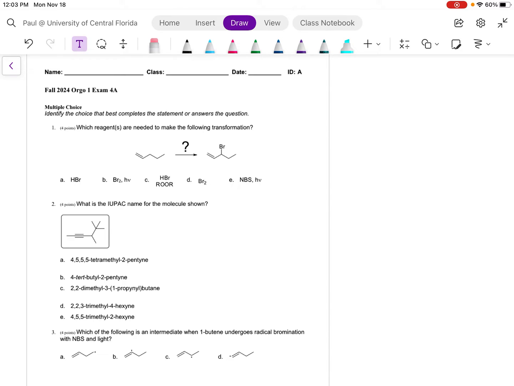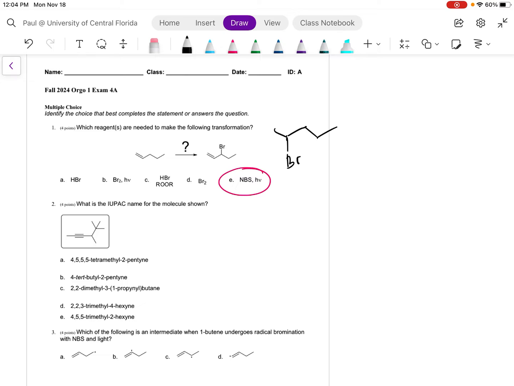So let's go through exam 4 with question 1. What's the correct answer? The correct answer would be E. But if you did choose A, what would that have given you? If you chose A as your answer, you would have gotten this answer right here. You would have added the HBr right there.